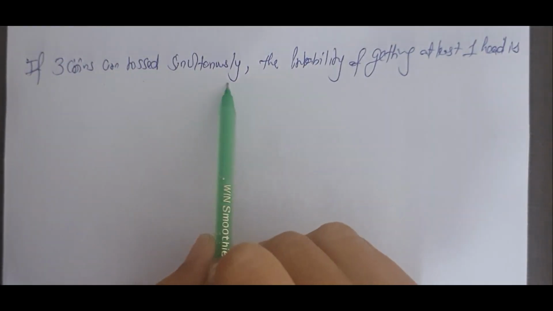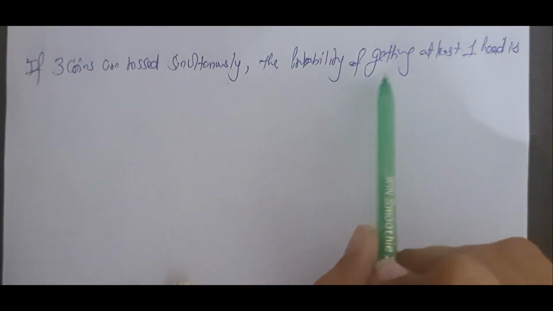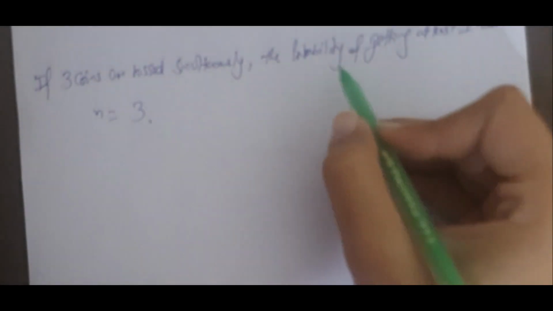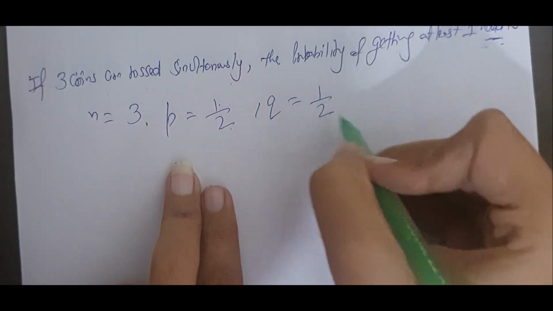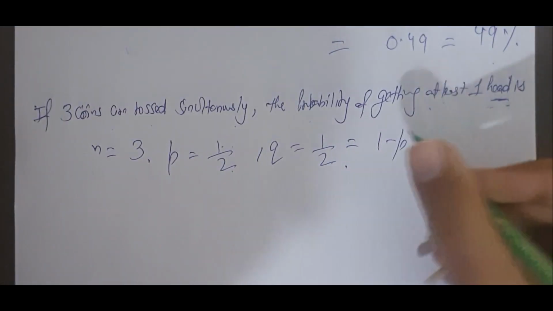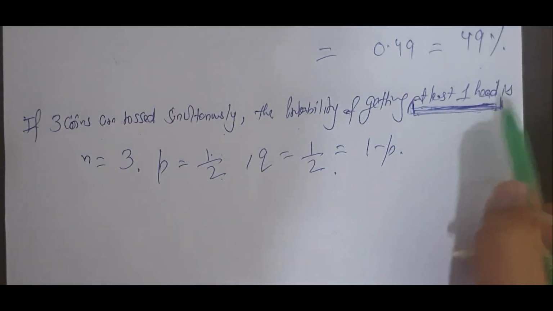Now another question, if 3 coins are tossed simultaneously, probability of getting at least one head is, here n is 3, probability of getting head is 1 by 2, then q is also 1 by 2. q is 1 minus p. Probability of getting at least one head.